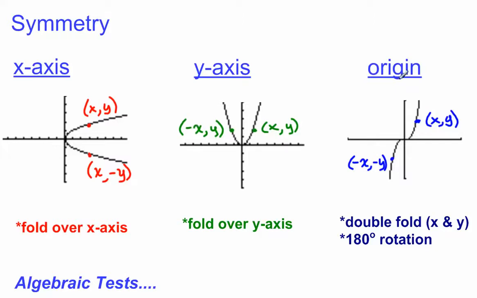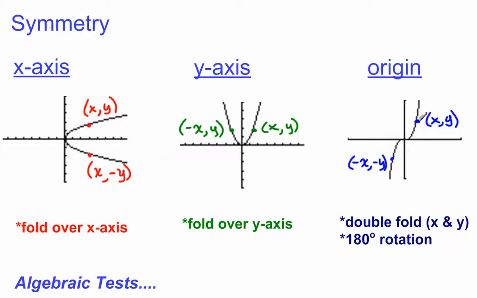Origin symmetry is a little bit tougher to see. I've got this function graphed here, and it represents origin symmetry. Maybe you can see that if you fold down over the x-axis and then back over the y-axis, you would have a matching picture. Another way of looking at this is if you've printed this out, if you turn your paper upside down, which would represent a 180-degree rotation, it's going to look the same as the original picture. So you can think about origin symmetry either way.